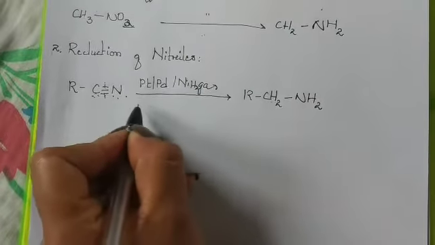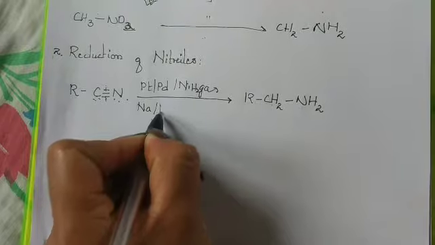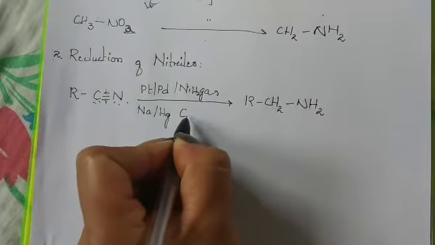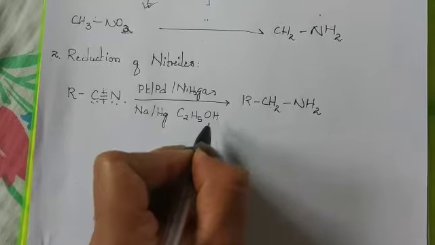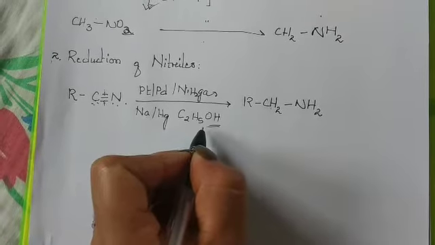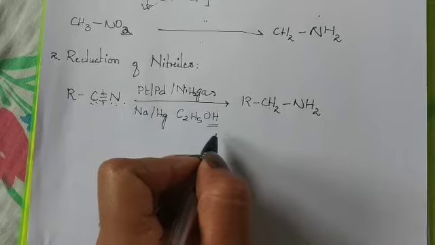Now here we can also use sodium mercury amalgam in the solvent ethanol. Now ethanol, as I've said earlier, is a very good reducing agent.